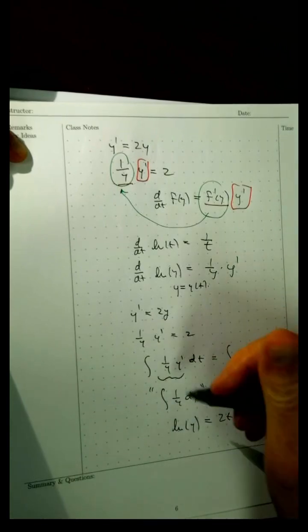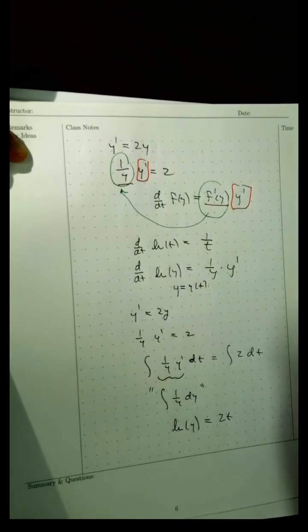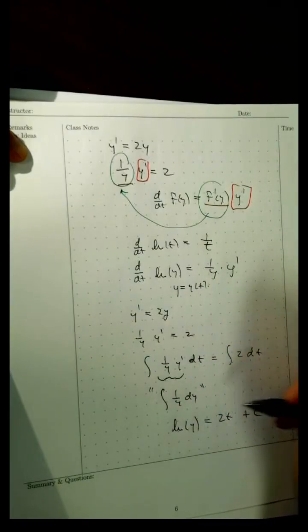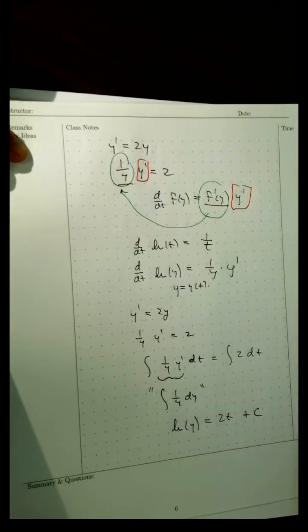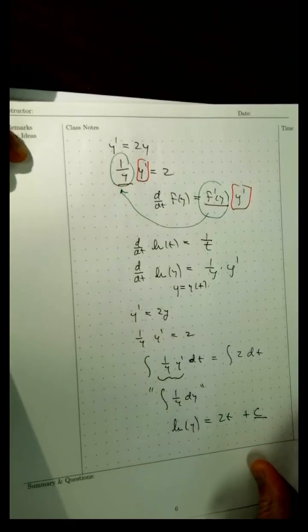Now I've got to be careful. Whenever I do an antiderivative, I'm going to be off by a constant, so I have to add a plus c. Technically, I should have a plus c on the left as well as the right, but they're two different constants. So if I subtract one to the other side, I'm just off by one constant.